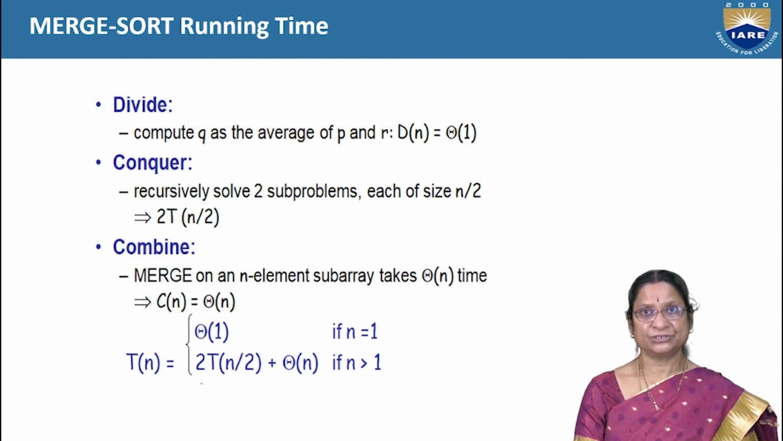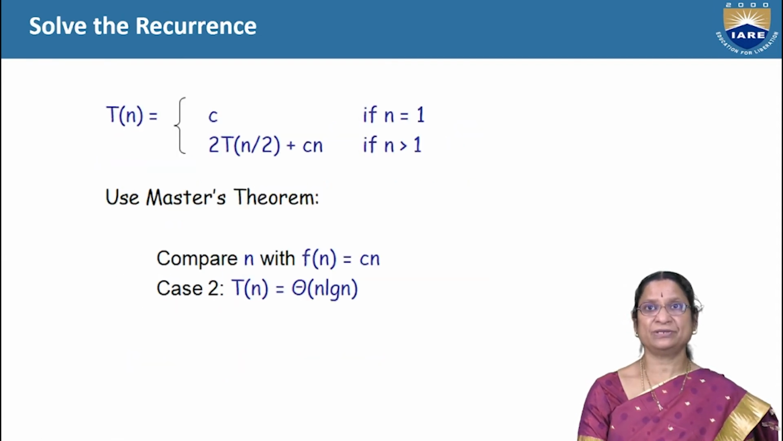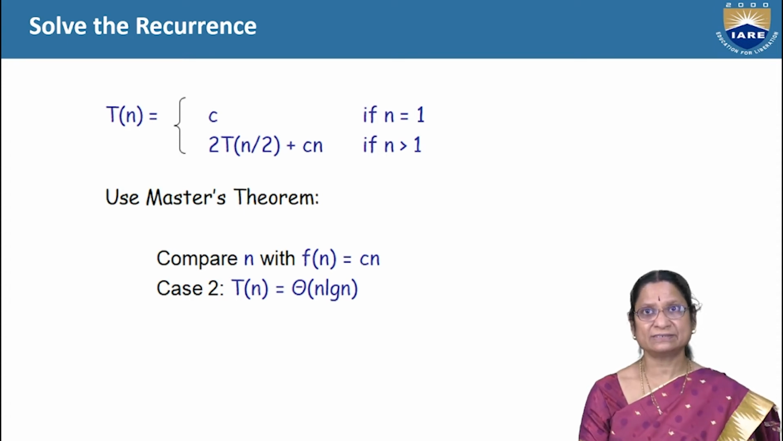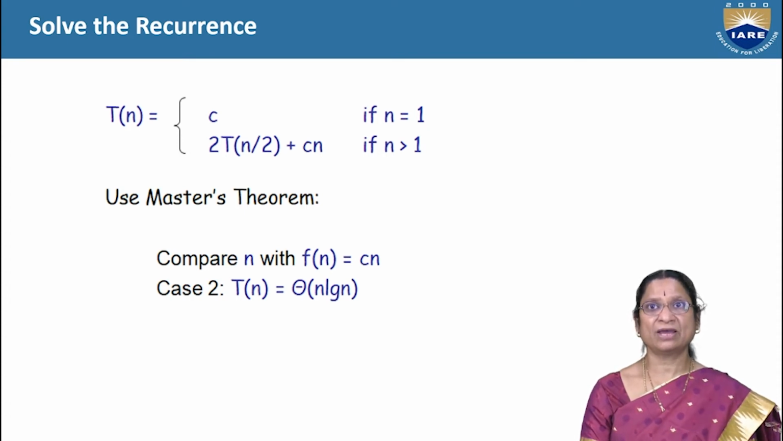This is the recurrence relation. We can solve this recurrence relation by using either Master's theorem or the substitution method. If it is Master's theorem, we will compare the values of n with f(n) as Cn. Cn is the combining of the results. So T(n) is equal to theta of n log n by substituting the value of a as 2 as well as b as 2. We will get the time complexity of this algorithm as n log n.